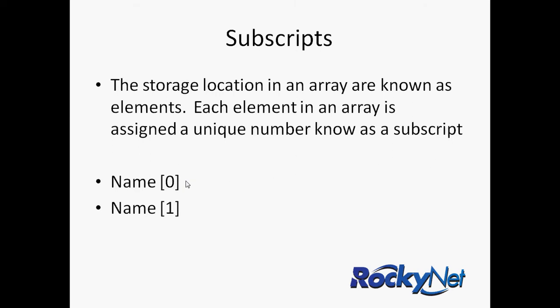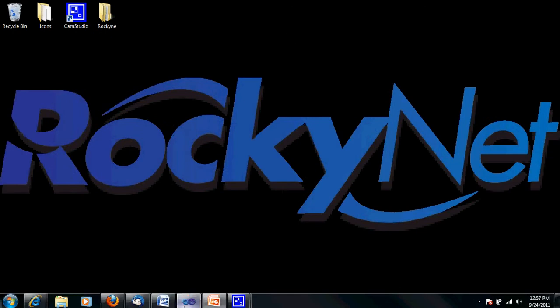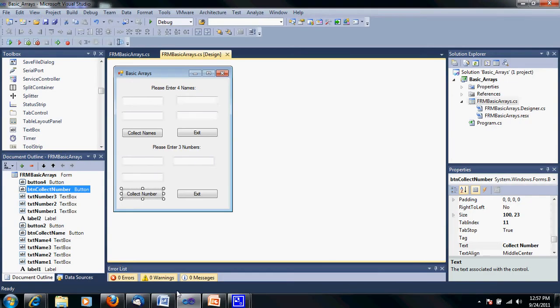All right, now let's jump to our project. We're creating a program that takes four names and three numbers, puts them in an array that will be printed out to a message box. All right, let's jump into Visual Studios. To save a little bit of time, I already created the program.